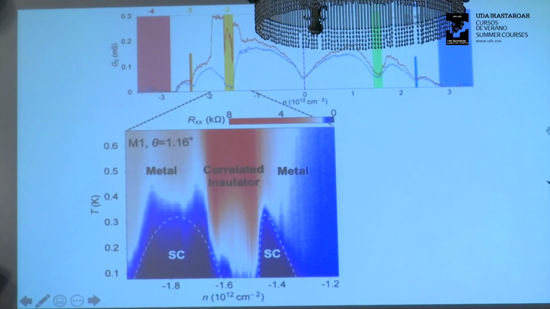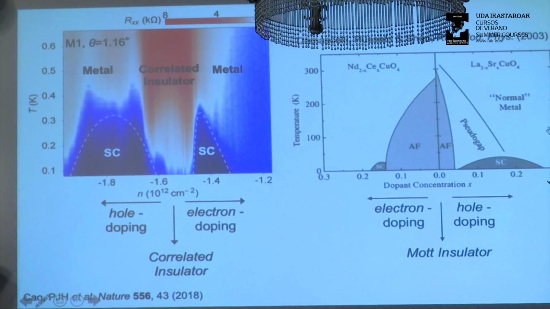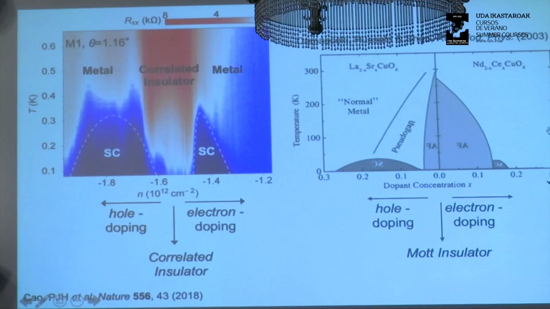Now, when I saw this data, it immediately reminded me of the hundreds of times that I've seen this plot in many seminars at MIT. This is the phase diagram, temperature versus doping, for high temperature cuprate superconductors. For some reason, they get the axis hole doping, electron doping wrong. Let me flip it for you so that it's correct. At zero doping, you have a correlated insulator, it's a Mott insulator. You add holes, and you have a big and wide superconducting dome. You add electrons, and you have a smaller superconducting dome.